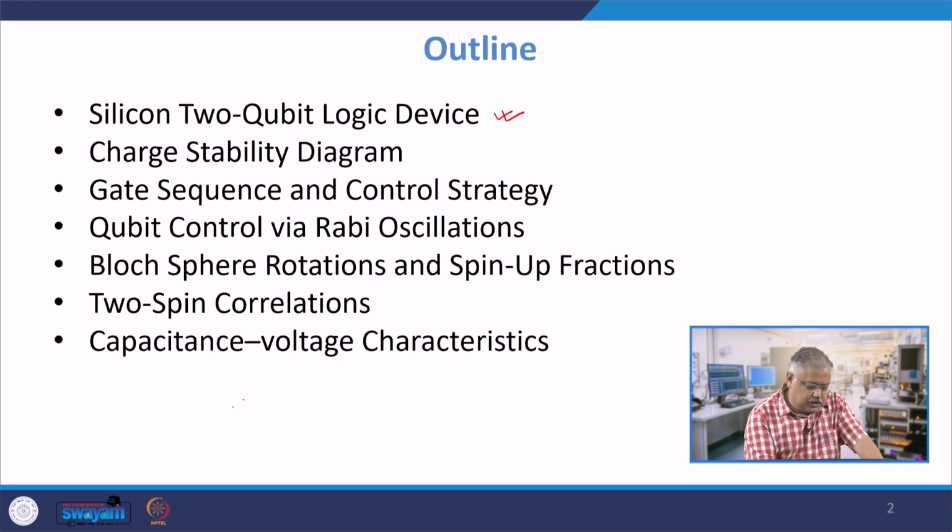We will go through the charge stability diagram, gate sequence and control strategy, qubit control via Rabi oscillations. Bloch sphere we have already studied, so now we need to look into its rotational principle as such, then correlations and then CV characteristics of a standard qubit logic device.